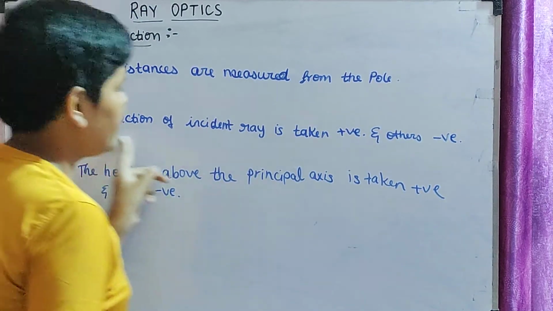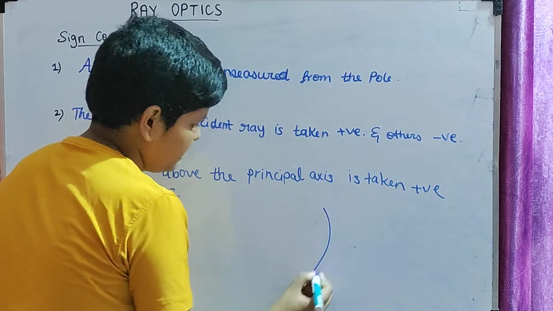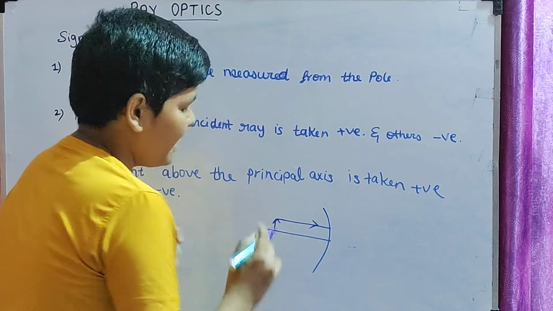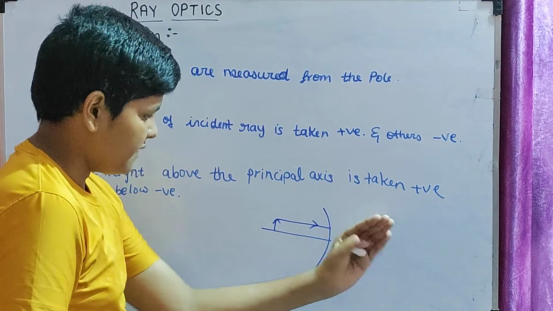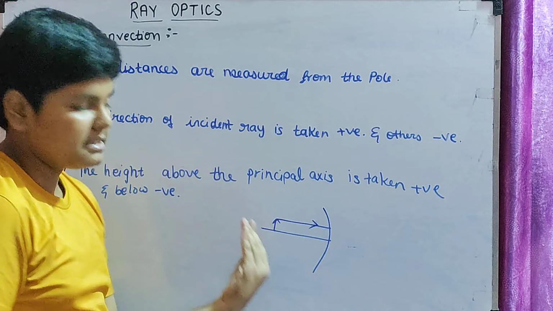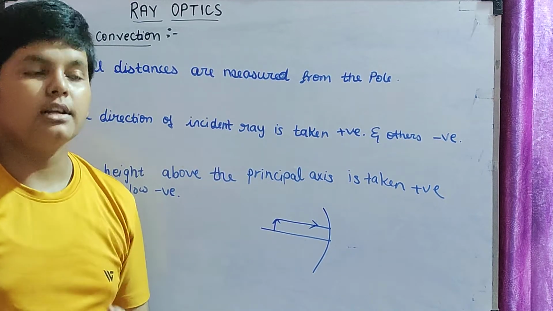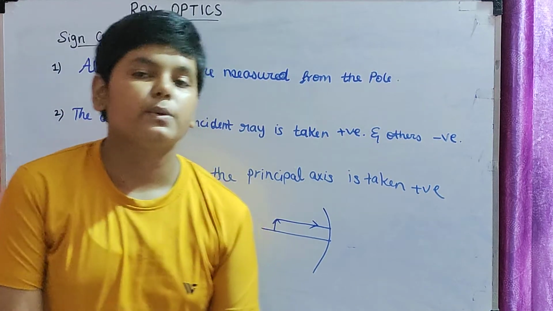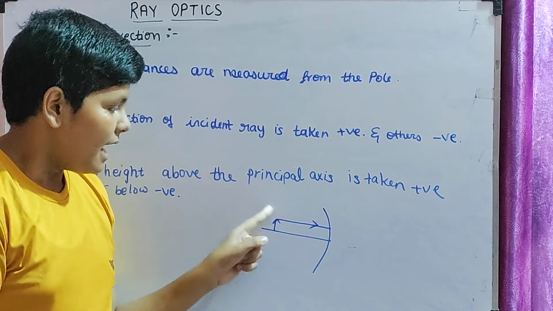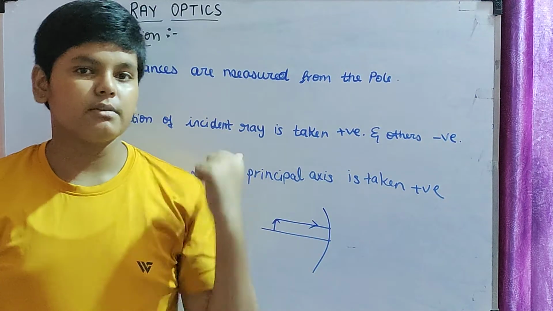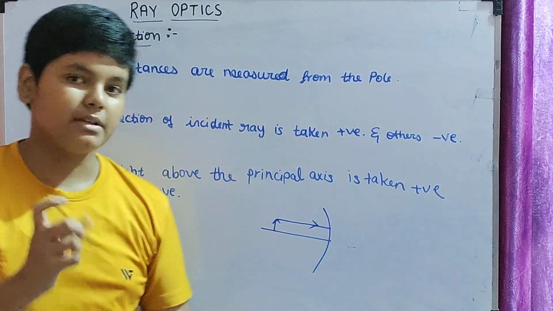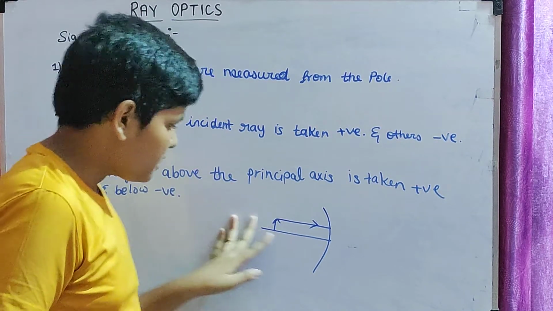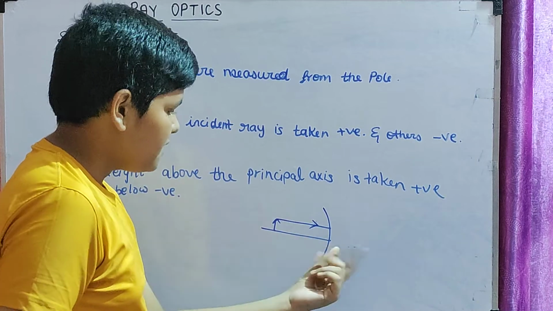Second one, direction of incident ray is taken as positive and others negative. So, for example, the incident ray is coming like this. Then anything which is in that direction, it is positive. Anything which is coming to this direction, that is negative. This is most important when we are discussing image formation. And when we are doing some numericals, some problems, this is very important. This will be very important when we are discussing the mirror formula and the lens formula. At that time, this will come very handy. So this is actually taken as positive and others as negative.